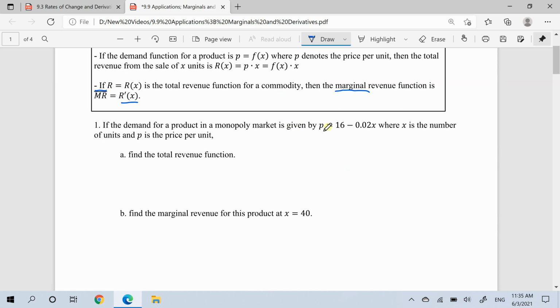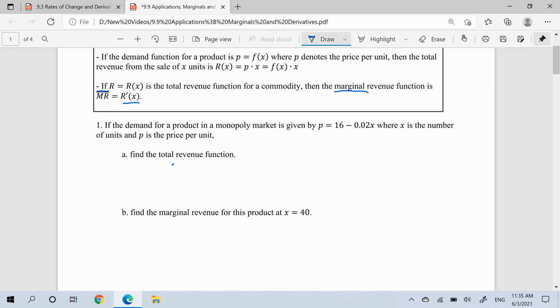Now let's see this example. The given price per unit is this linear function. So we know the revenue function R of x is the price per unit times the number of units. So it is 16 minus 0.02x times x. Then you distribute x to both terms and remove the parentheses. Or you could have one more step: line up based on the order, so we put the quadratic term, the square term, first. So this revenue function is a quadratic function.